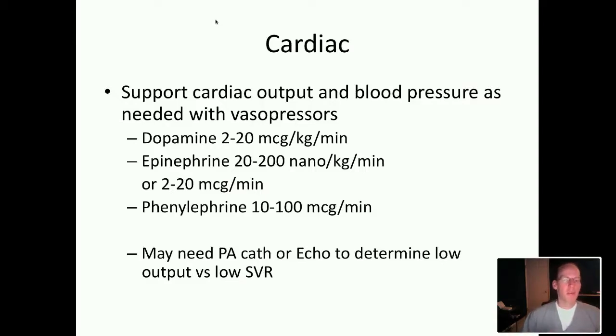It may be difficult to make this assessment without additional monitoring, so consider a pulmonary artery catheter, PA cath, which may help you decide the cause for the hypotension, and consider an echo. You'll determine how the heart's functioning. Are there regional wall motion abnormalities, underdiagnosed valvular disease, and to see is it low cardiac output or low SVR that's causing the hypotension, so you can make a better assessment on why the patient's hypotensive.